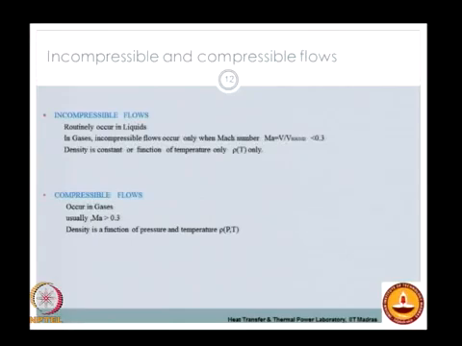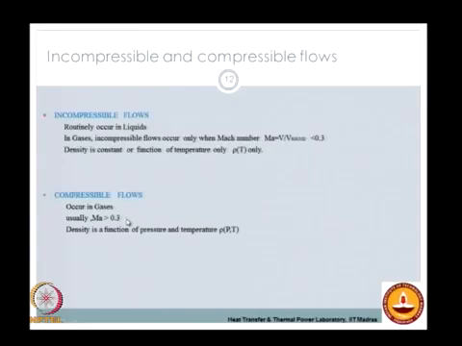You can again classify convective heat transfer based on whether you are looking at incompressible or compressible flows. If you are looking at liquids, and also at low Mach numbers, primarily less than 0.3, then you can assume that density is practically constant, or a function of temperature only.